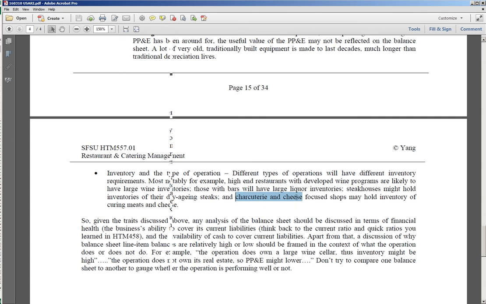There are a lot of artisan concepts that cure their own meats and cheeses, and these places, just like the steakhouses, are sitting on a lot of food inventory specifically to age that food. Meats have to cure over months, sometimes even years. Cheeses have to cure over months, if not years also. And so these artisan concepts may have a disproportionately large portion of their assets held in inventory.